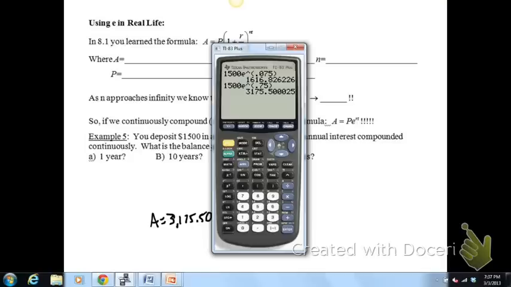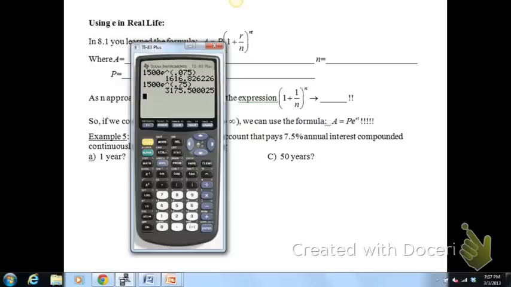Let's do our last problem here that I'm going to show you in the video. What if we did this for 50 years? Well, actually, I think this would be a good one for you guys to try. I would like you to calculate how much you'd have after 50 years. Maybe this will be one of the ones we'll check in class.